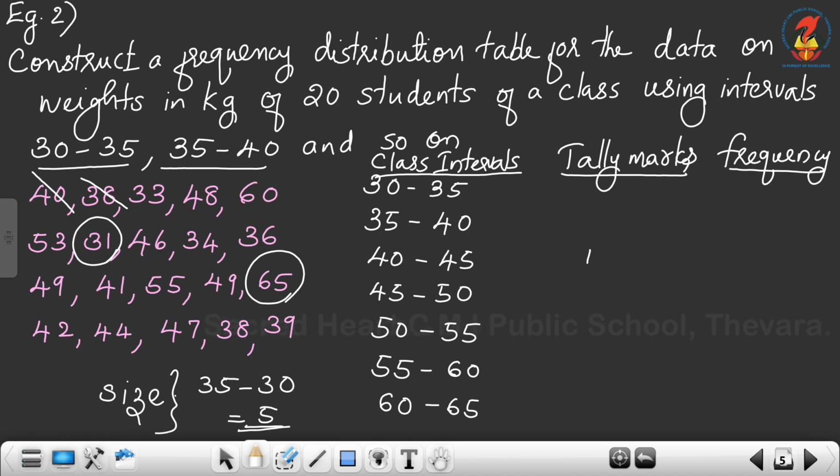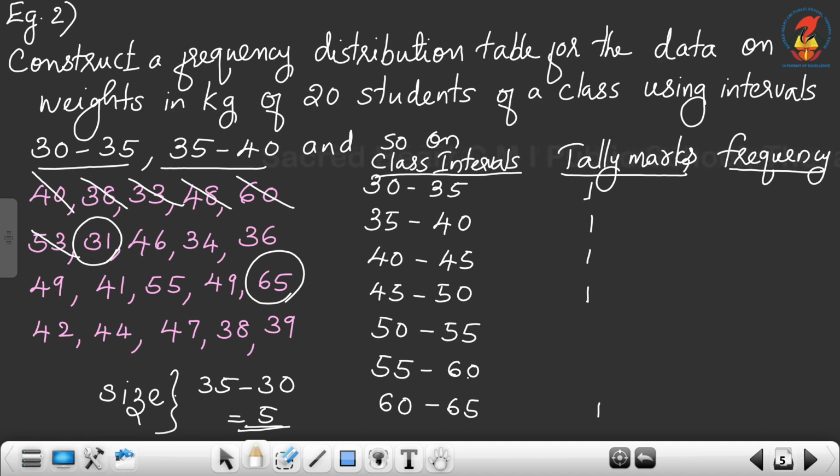Then 38, 33, 48. 48 will come in the group 45 to 50. Then 60. Where will you mark 60? Should it be 55 to 60 or 60 to 65? 55 to 60 means all the observations below 60, so 60 won't come in that group. You have to mark 60 in the group 60 to 65.